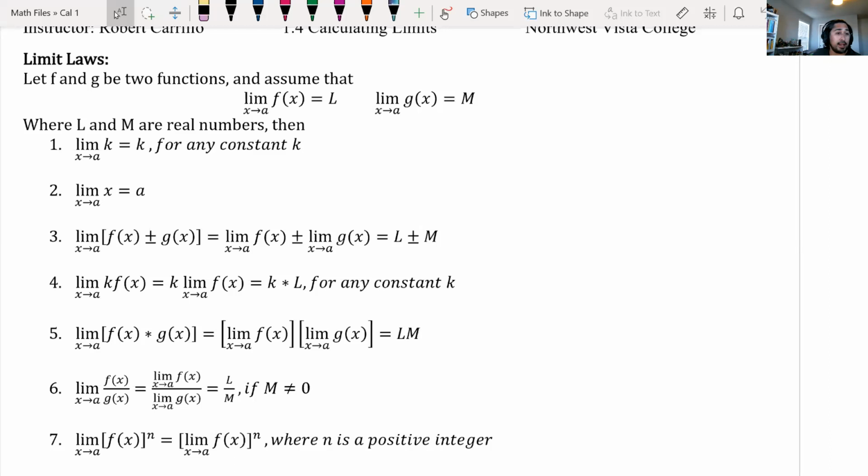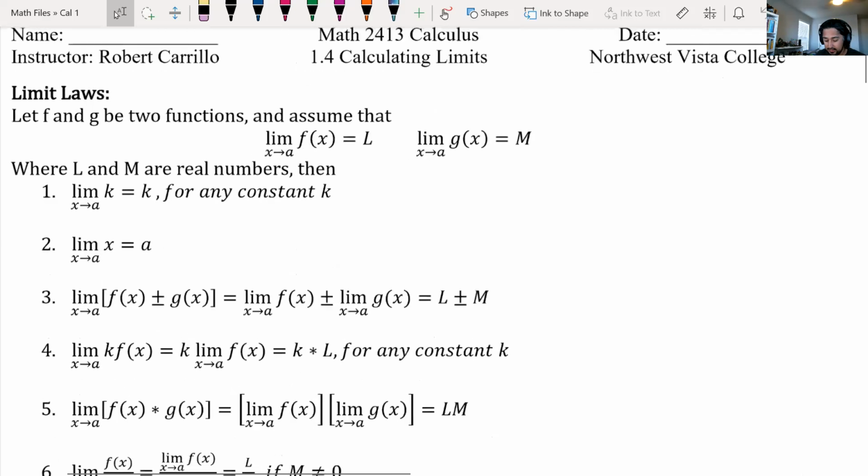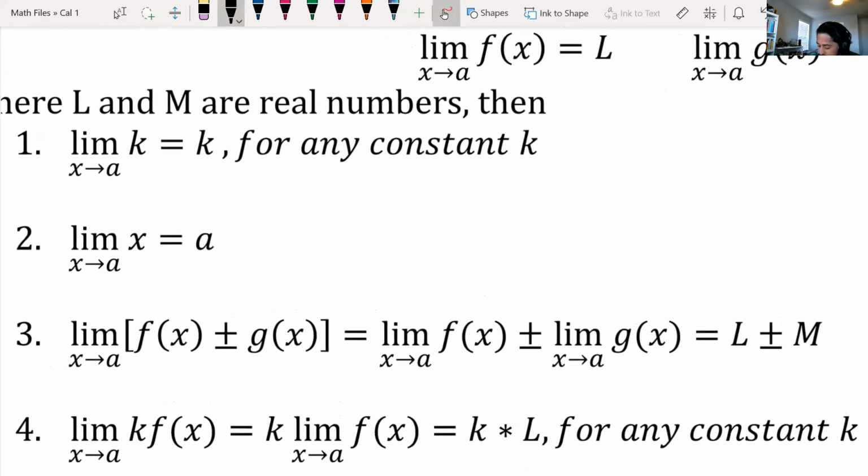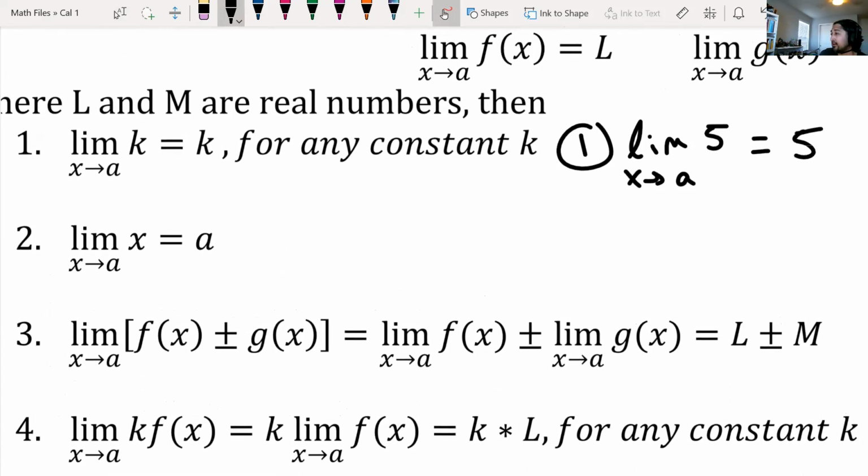This says the limit as x approaches some number a of a constant k will be the constant. So the limit of a constant is the constant. And I'll do examples of these as well. So for number 1, if I said the limit as x approached some number a of 5, what would the limit of 5 be? 5. That's it. The limit of 5 would be 5.